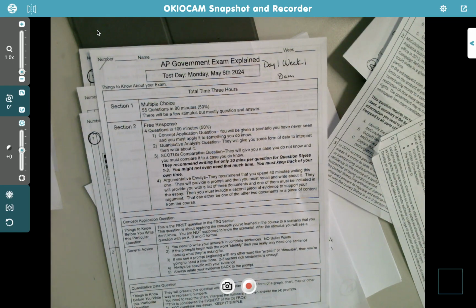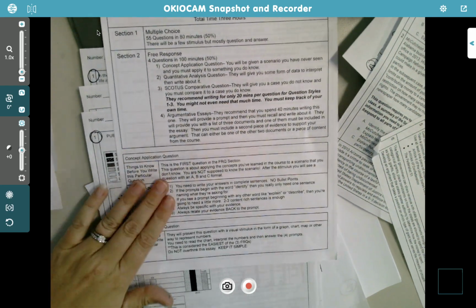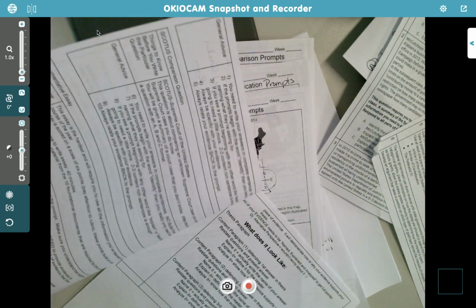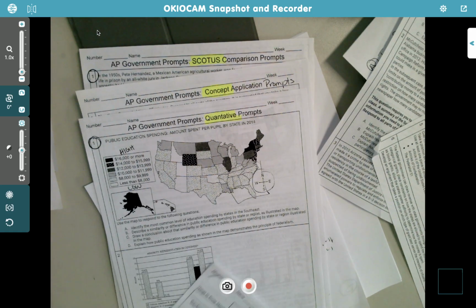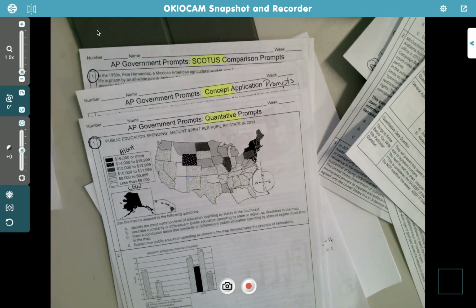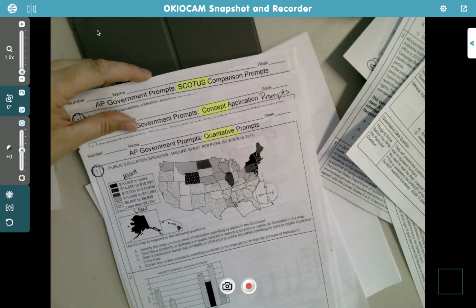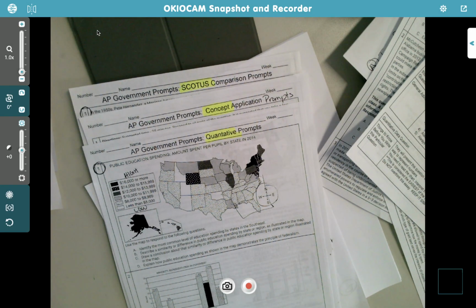Here we go. Okay. I'm not going to go through the rest of this because I don't have time, because I need to go through how to write your essays. But it is a nice little breakdown of your concept, your quantitative, your SCOTUS, and your argumentative. Okay? Ignore the argumentative. We'll be dealing with it later. Here we go. Look at your prompts. Tonight, you have 3 essays for homework.